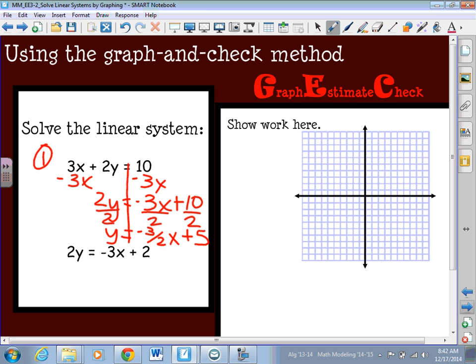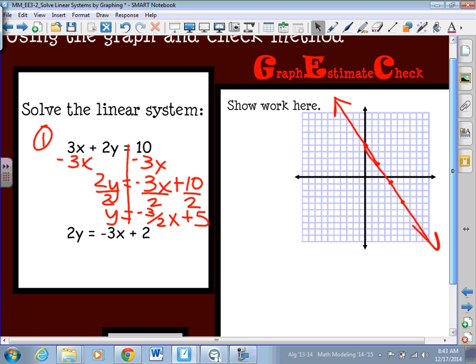So I'm going to go over here, go up 1, 2, 3, 4, 5. And then my slope is down 3 over 2, down 3 over 2, down 3 over 2, and I could keep going and connect my line, and your lines need to be straight. It's hard to draw straight lines on the smartboard, sorry. All right, so there's line 1.